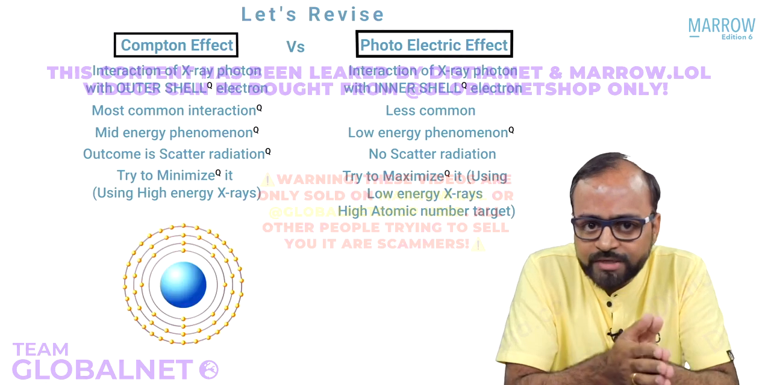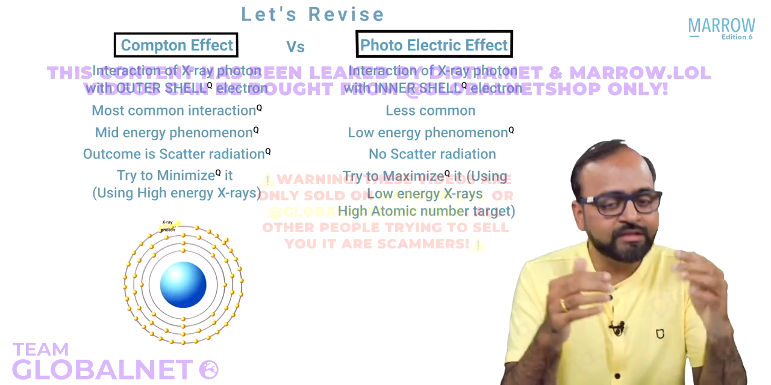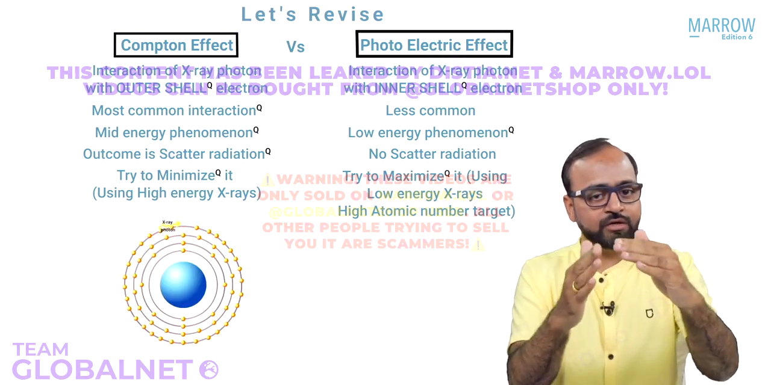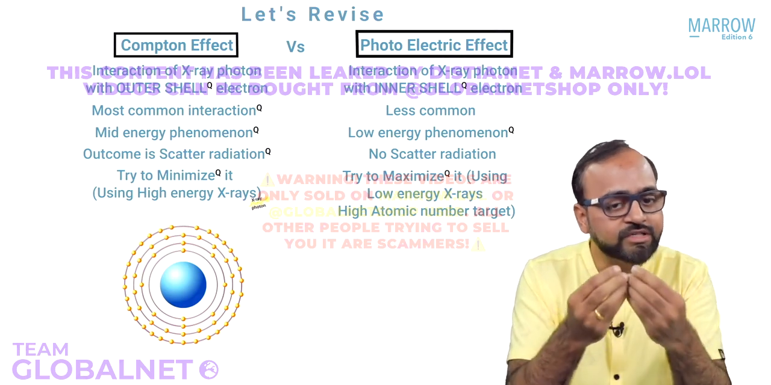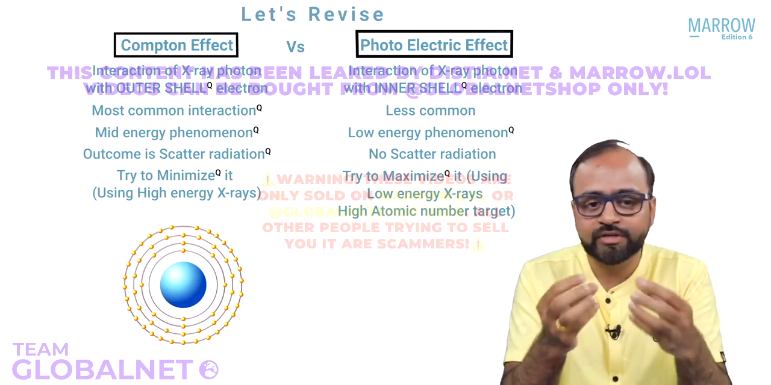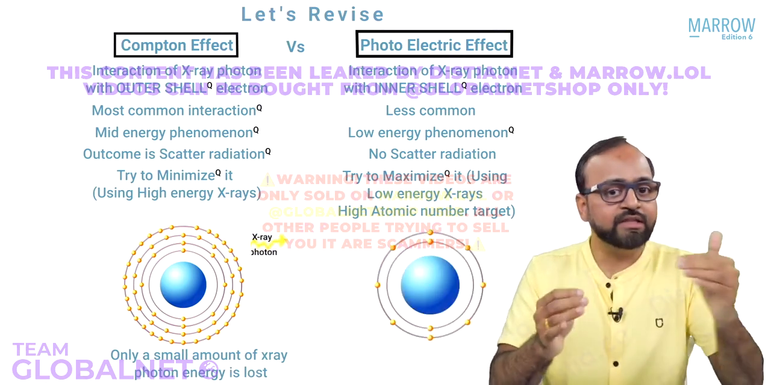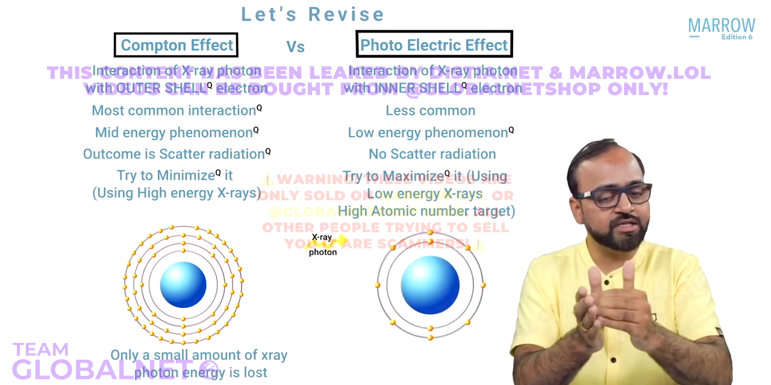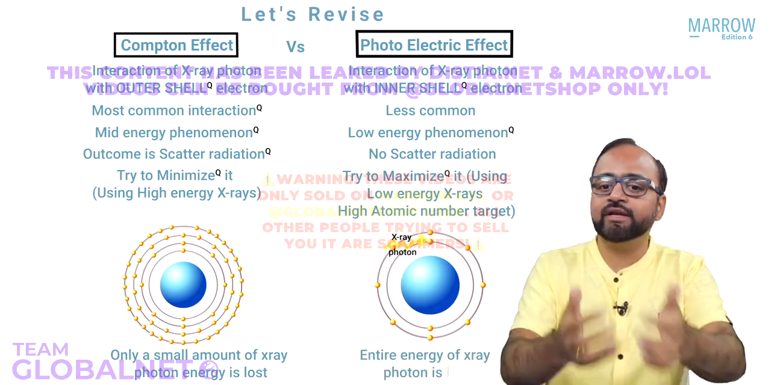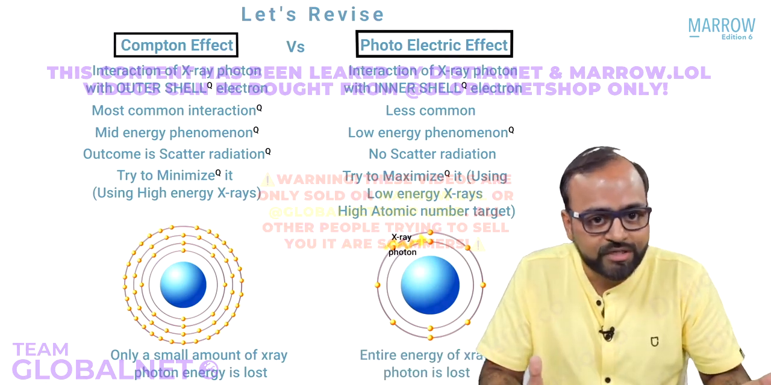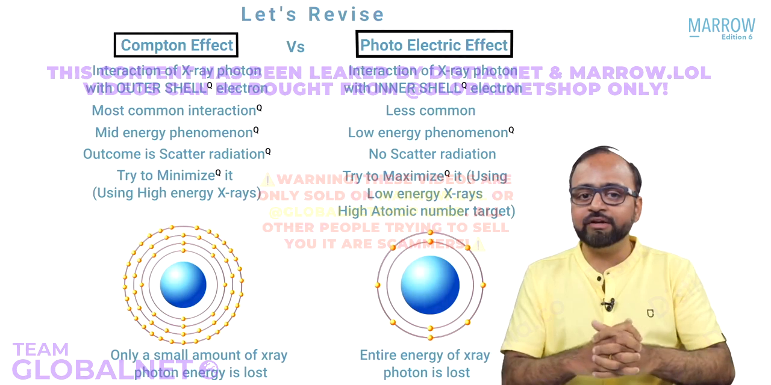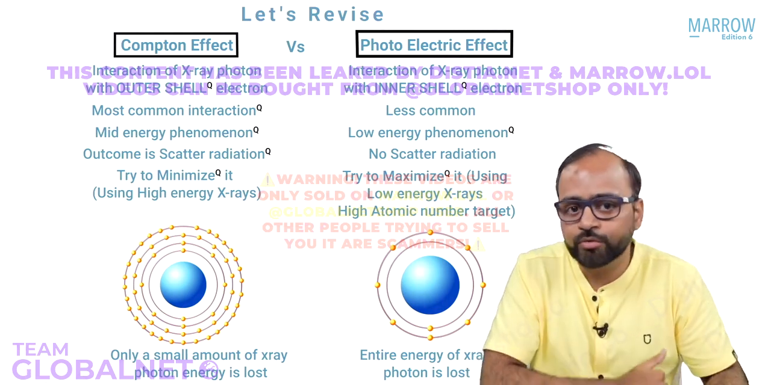And I hope you have realized by this time, in Compton effect, when the X-ray photon strikes the electron, only a small amount of its energy is lost, because that is the small amount of energy required to remove the outer shell electron. Whereas in photoelectric effect, when the X-ray photon strikes the inner shell electron, its entire full energy is lost, isn't it? So this is an animated review of what is Compton effect and photoelectric effect.